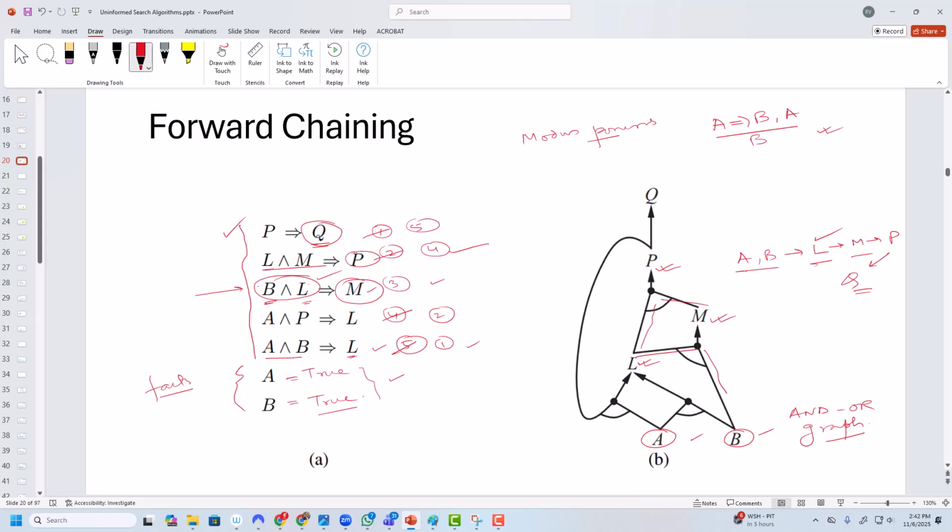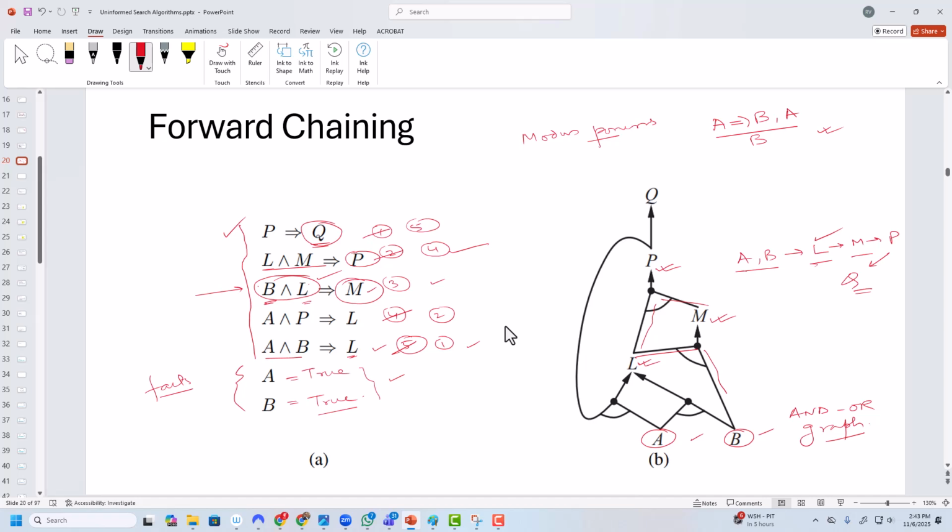And as said, this is basically sound. Every inference is just an application of modus ponens, and it's complete as well. It will eventually derive every entailed atomic sentence. So after forward chaining, we have the backward chaining algorithm, which operates in just the opposite way. Forward chaining starts with data, backward chaining starts with a goal.